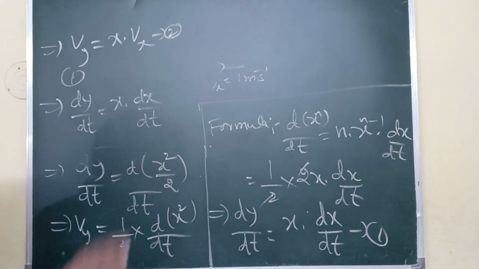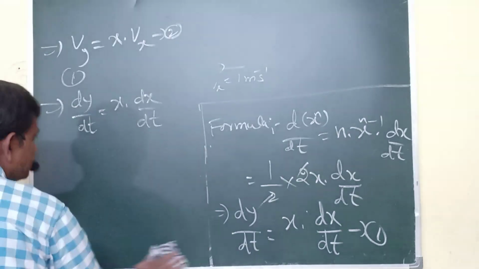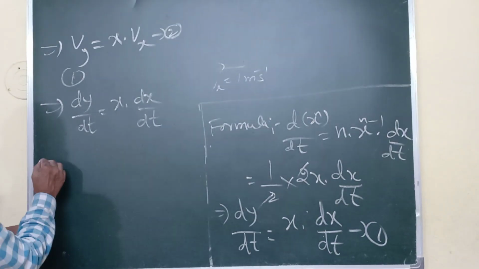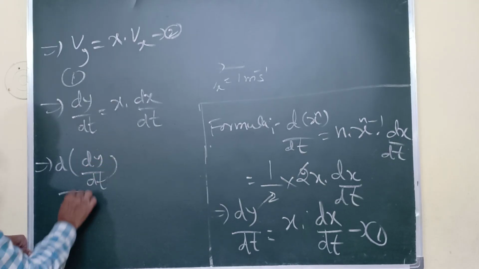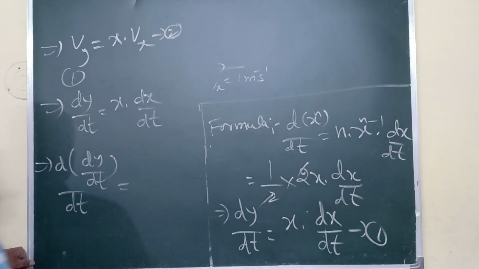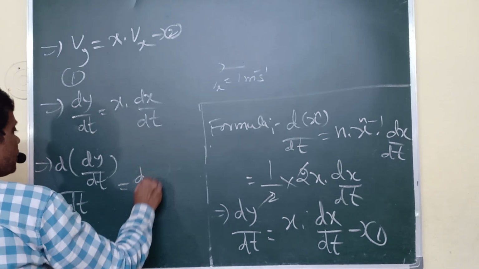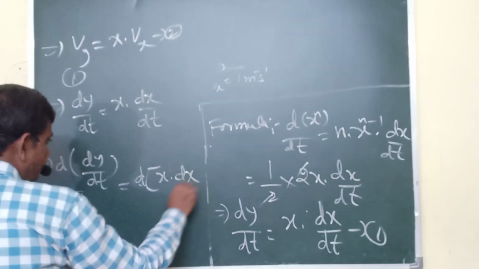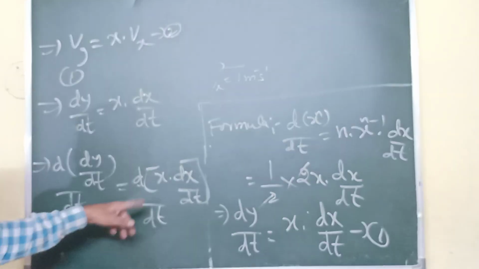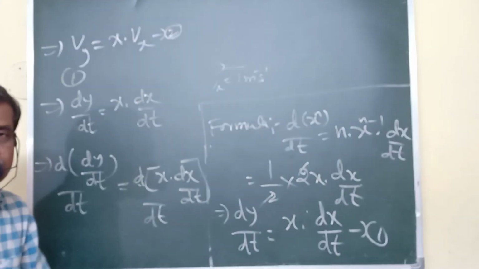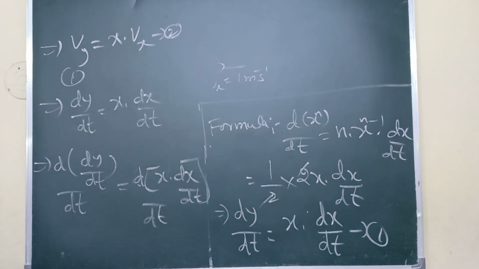Again you take differentiation on both sides. Then the differentiation of dy by dt with respect to t equals x into the differentiation of x into dx by dt with respect to t. The differentiation of uv is u into dv by dx plus v into du by dx. That formula you apply again here.